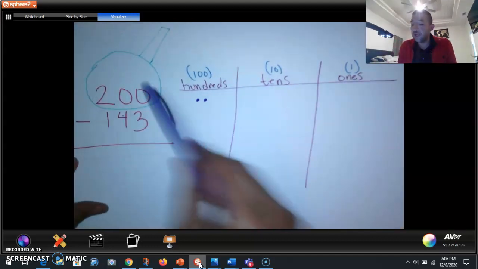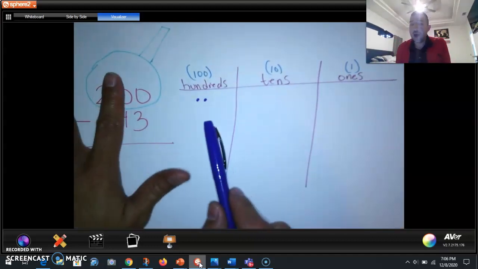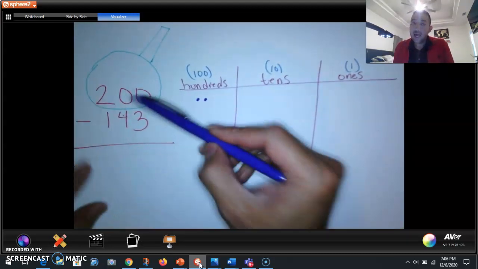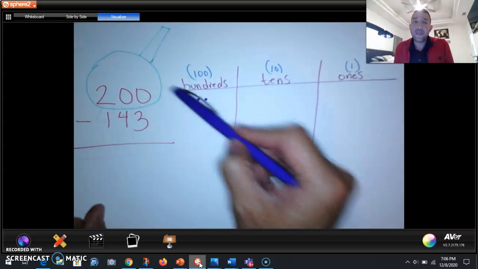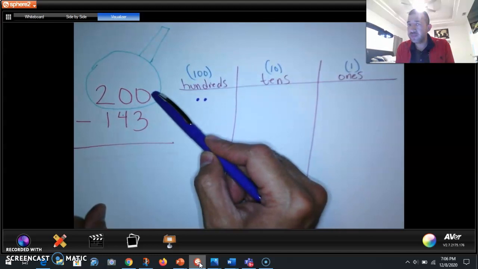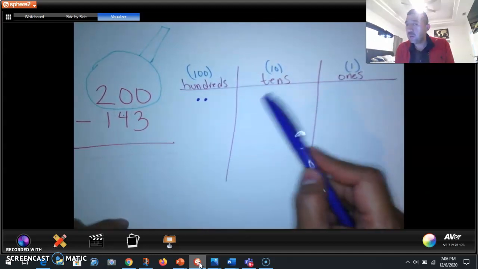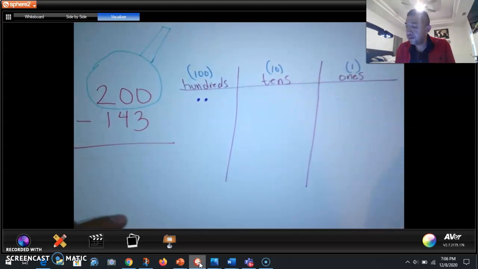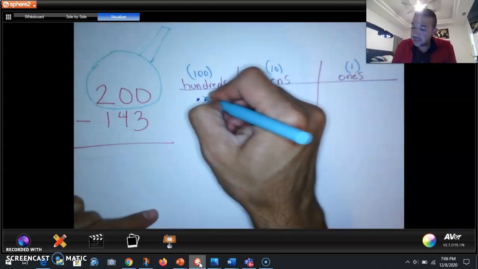Okay, now that I have the model that represents our whole, our first step is to read the problem for the ones. 0 minus 3. I have 0 apples, boys and girls. I want to give 3 apples away. Can I give 3 apples away? We have 0? Impossible, right? Can we unbundle from the tens? There's no tens, so we have to unbundle from the hundreds to the tens, right?